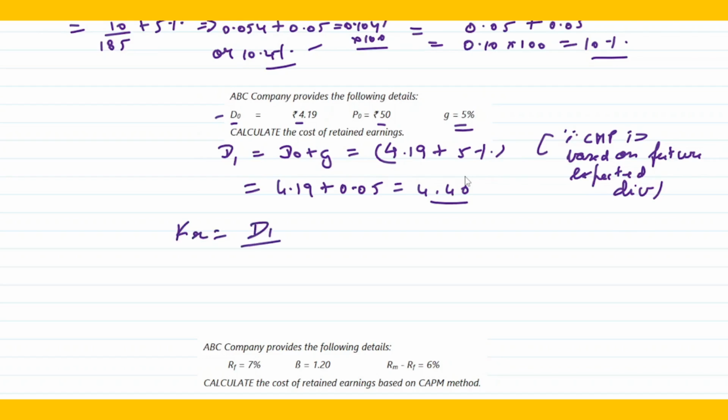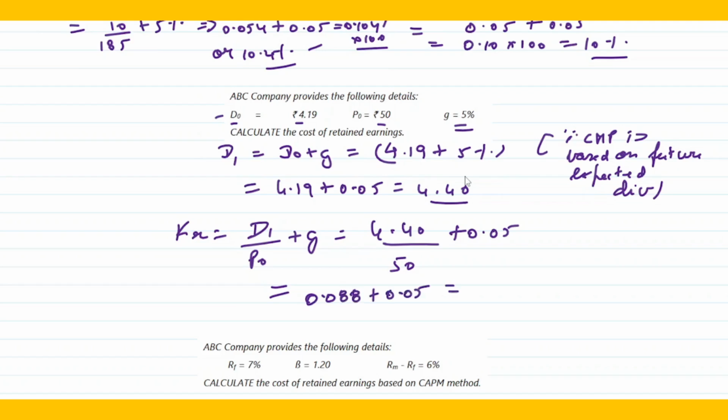Now if you calculate the value of KR, sorry, rather than KE: KR should be D1 divided by P0 plus G. Now you know D1 is 4.40, divided by P0, that is 50, plus 0.05. Simply computing this, you get 0.088 plus 0.05, which is equal to 0.138. You need the value in percentage, hence you multiply this by 100, and the value that you get is 13.8%. I guess you understand this question. Please make sure that whenever you are computing KR or KE, you should always use D1 in case of a growth model and not D0.